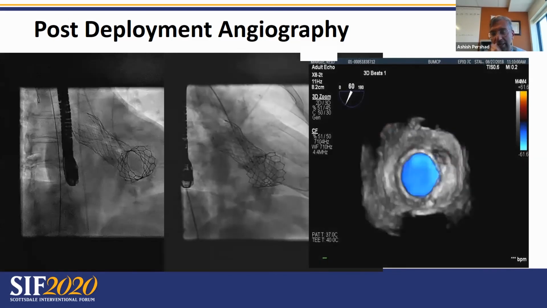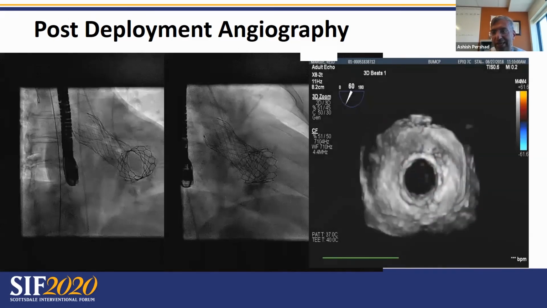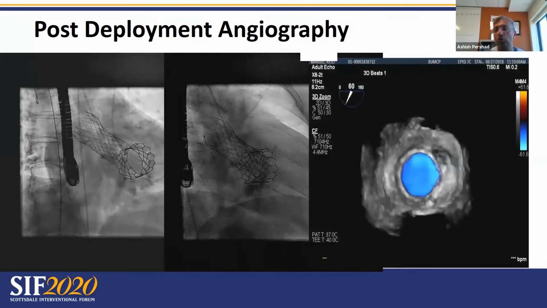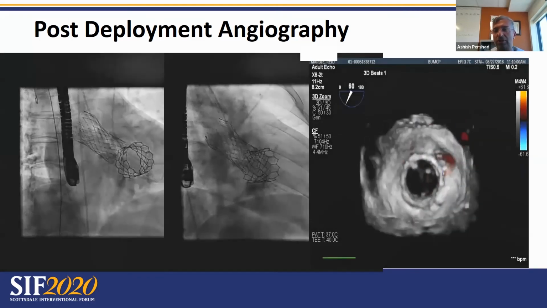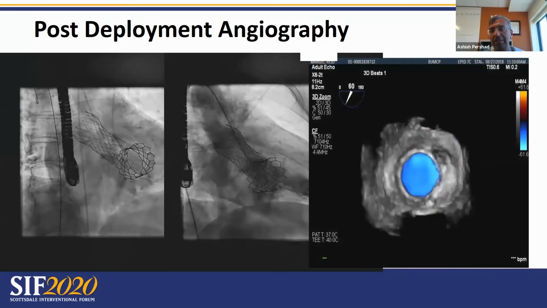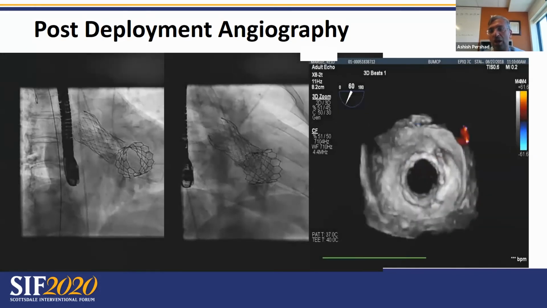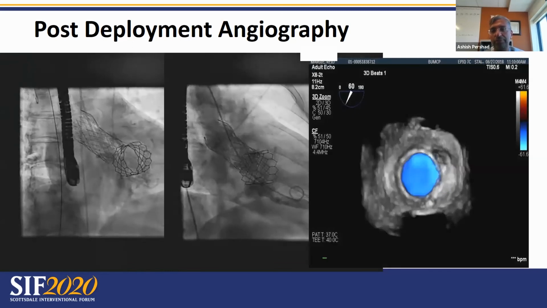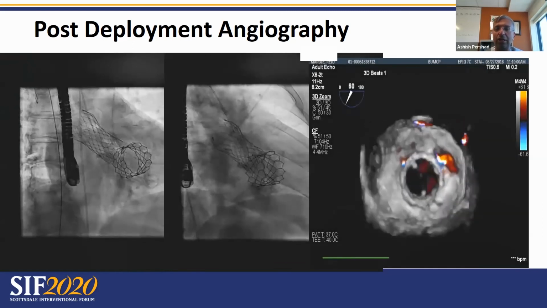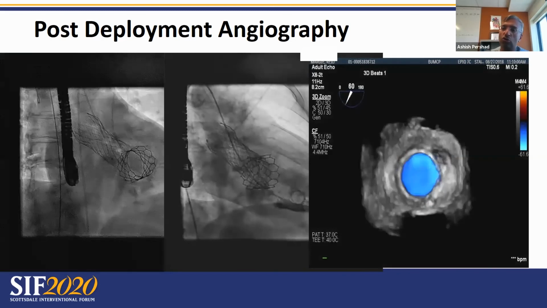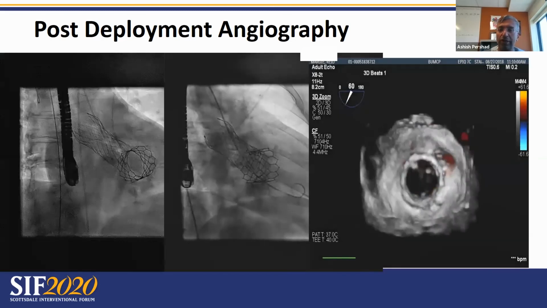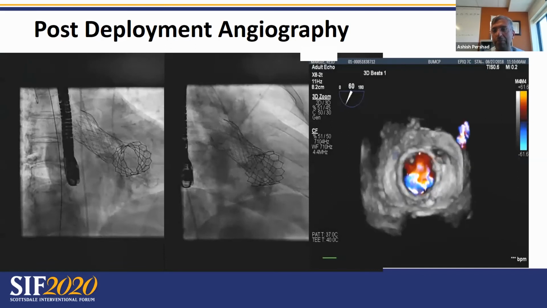There is a small paravalvular leak at 2 o'clock, which can be visualized. We anticipated that based on the degree of LVOT calcium. But given the fact that she was hemodynamically stable, was tolerating this mild PVL well, and was not a particularly active patient, we chose to not chase this paravalvular leak, which was quantified as being mild to moderate.